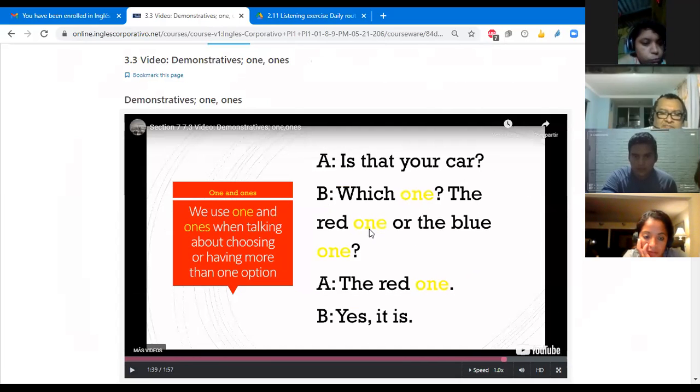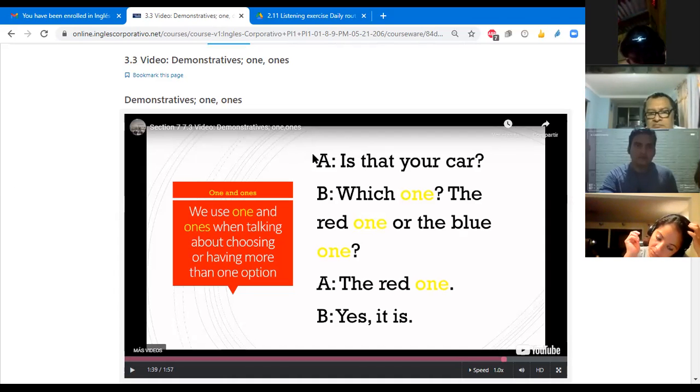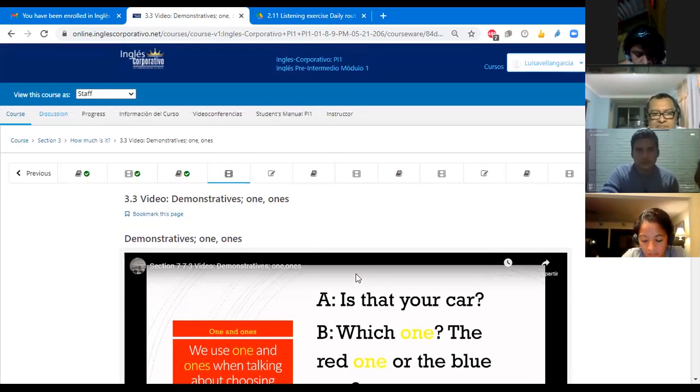Okay. So which one, the red one, the one is like a pronoun in this case, right? That substitutes the noun, in this case, for example, the car. If it is plural, we're going to use ones. The red ones. If it is singular, we're going to be using one. For example, say, bring me the shoes. Which ones? The black ones, the brown ones, the blue ones, the sneakers. You can use the yellow ones, depending, right? So that's the correct form of using this.